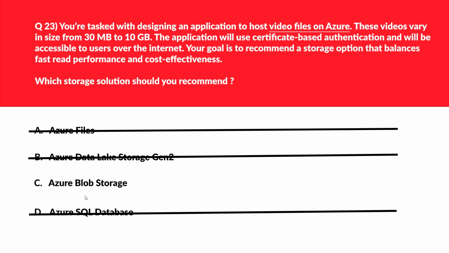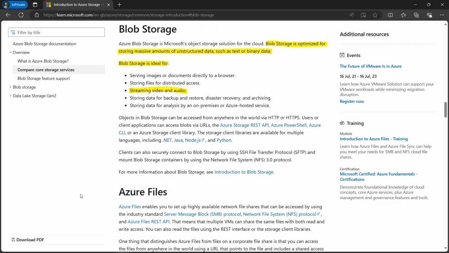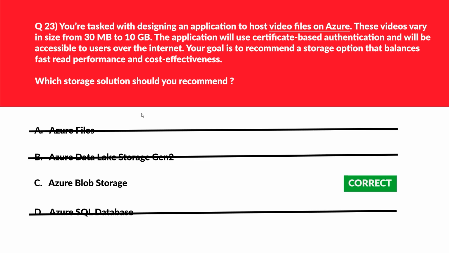about Azure Blob Storage. If we look at the official documentation, it's mentioned Azure Storage is optimized for storing massive amounts of unstructured data such as text or binary data. Blob Storage is ideal for streaming video and audio. There are also images as well, so you can have a read where Blob Storage is best suited. In the interest of time, we'll lock option C as the correct answer.